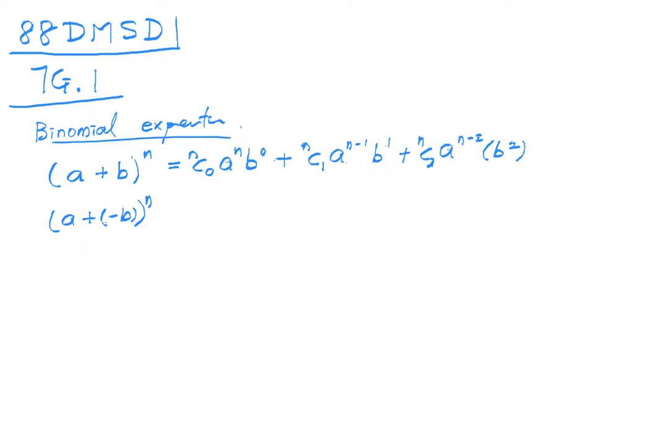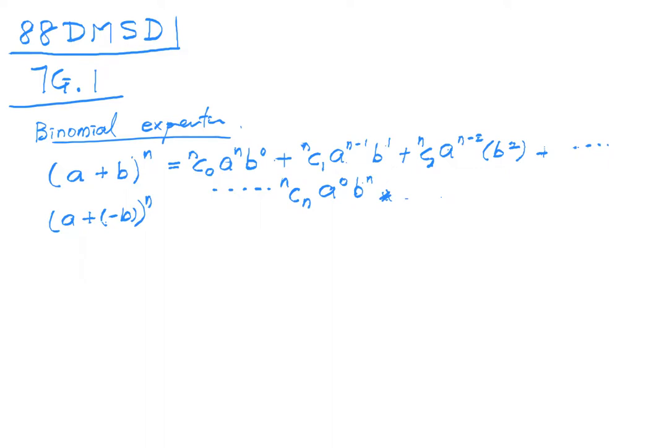And it's going to continue until the last one, that is NCN, the last one: A to the power of 0, B to the power n. Stop. So this is the formula for binomial expansion.